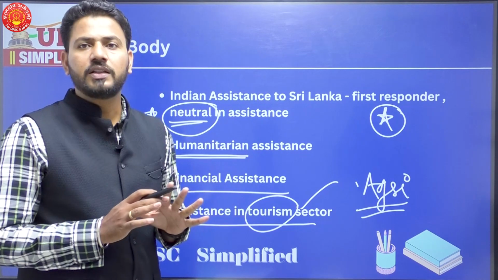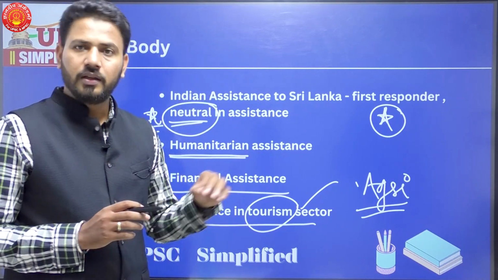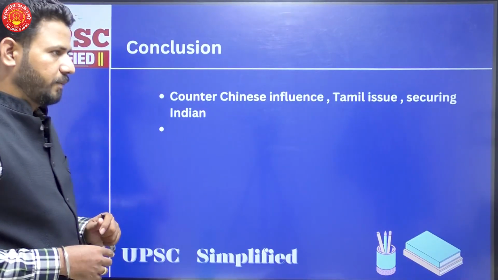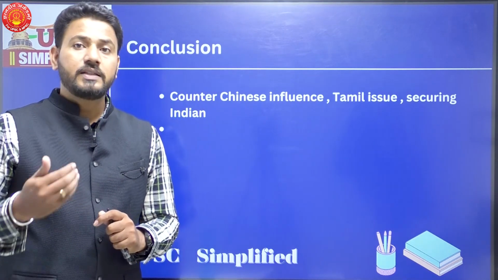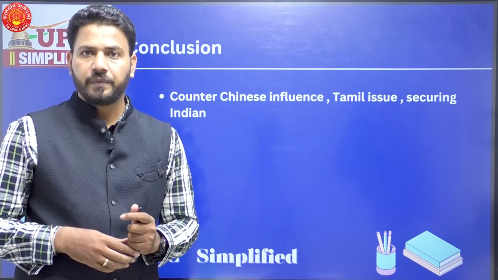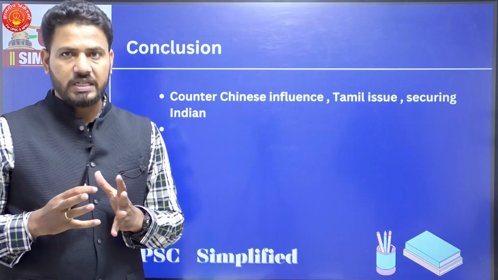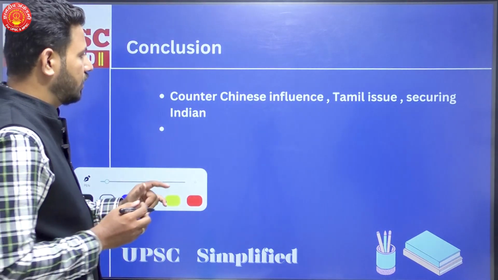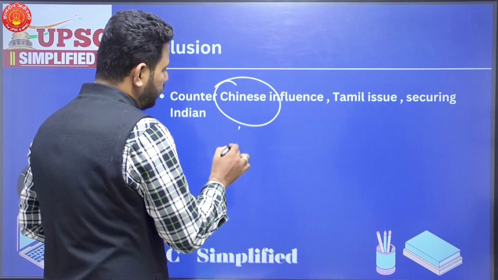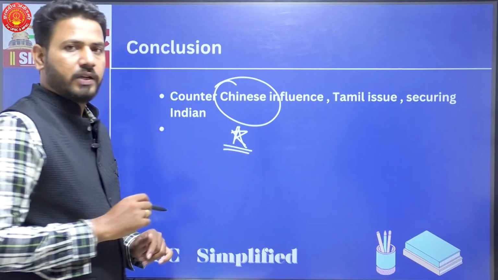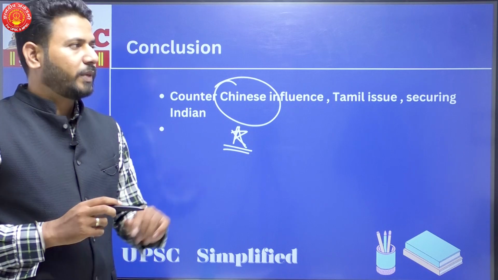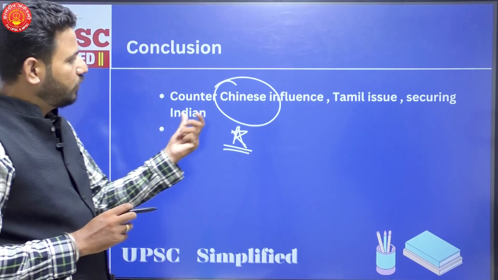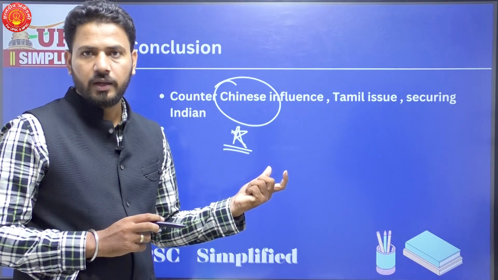So I think this is sufficient in the body here. Taking into account the word limit, these many points will be sufficient. Now the last part of the answer, that is the conclusion. By giving this help, what are we trying to achieve? Keeping the broader picture of international relations in your mind, it is very important when you are dealing with Sri Lanka. Tackling the Chinese influence in Sri Lanka is a very important aspect for India. By responding first, by trying to give financial aid, India is trying to counter the Chinese influence in Sri Lanka.